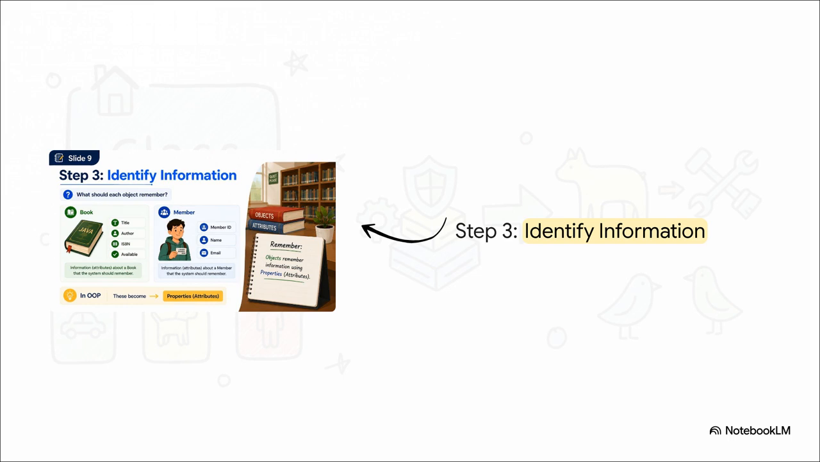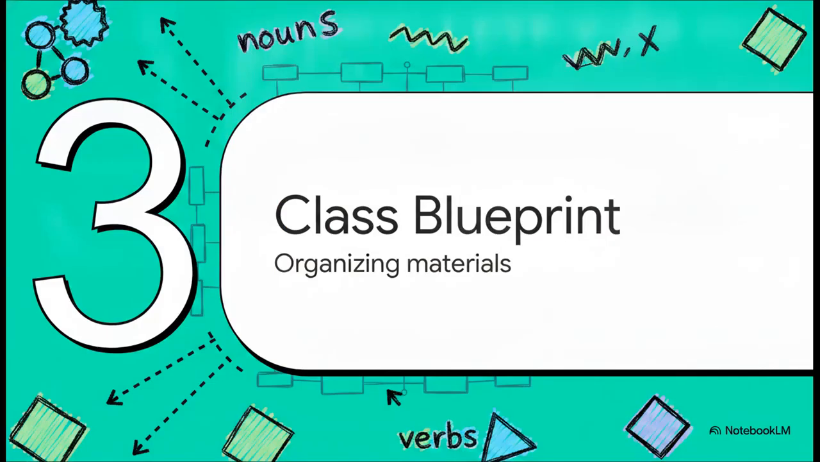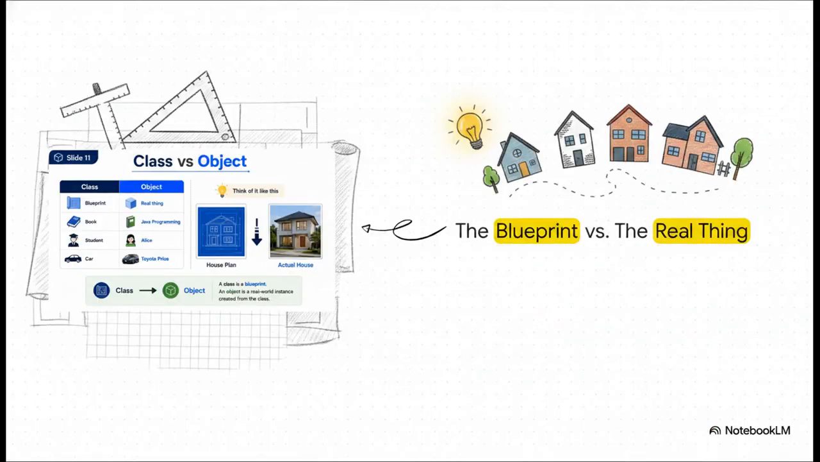We have gathered all our scattered raw materials, our nouns, verbs, and properties. Now we just need to organize them. Which perfectly tees up Section 3, the class blueprint. This right here is probably the single most important visual analogy you can grasp in software design: the difference between a class and an object.